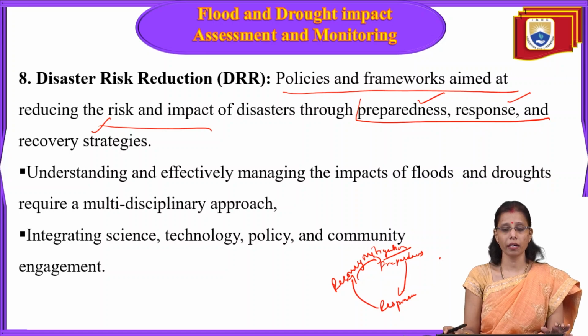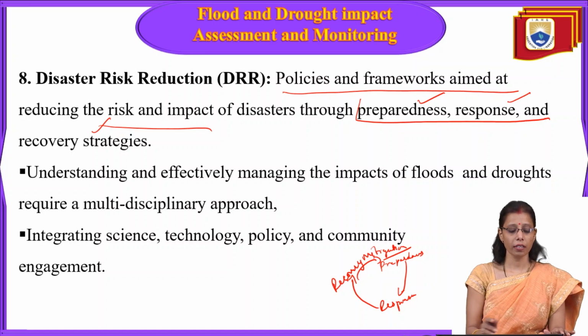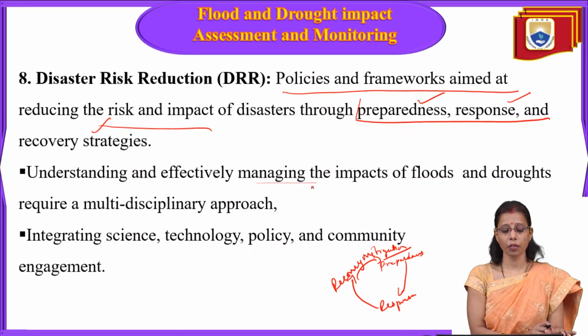So once the preparedness phase is ready with these kinds of conditions, the risk may reduce. And in the response phase, immediately once we respond, the recovery conditions may start in these strategies. Understanding and effectively managing the impacts of flood and drought conditions will require a multidisciplinary approach, integrating science, technology, policy, and community engagement.